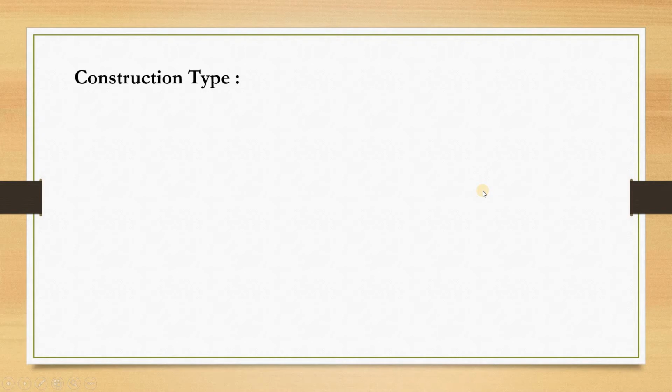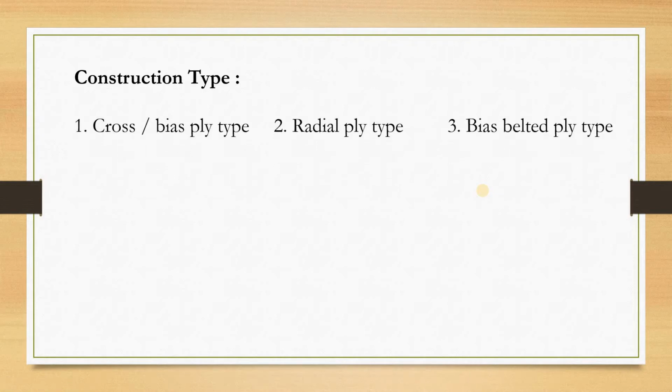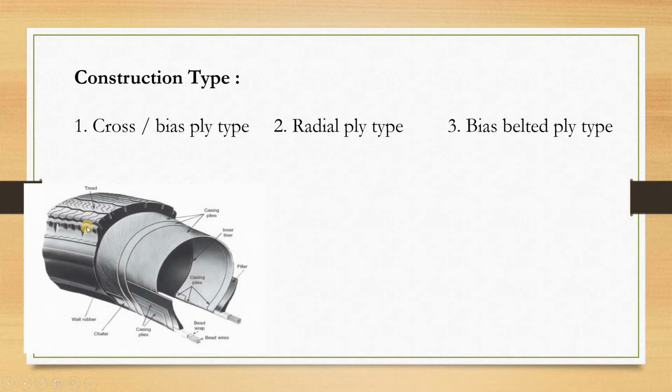Next, the construction type. Basically there are three types of construction: cross ply type, radial ply type, and bias belted ply type. The cross or bias ply type is nothing but adding plies to the tire in a complete manner, not only on the contact tread, or only on the side profile, but entirely.